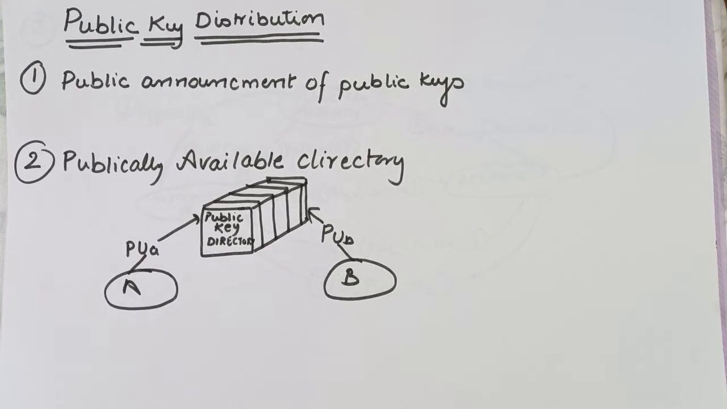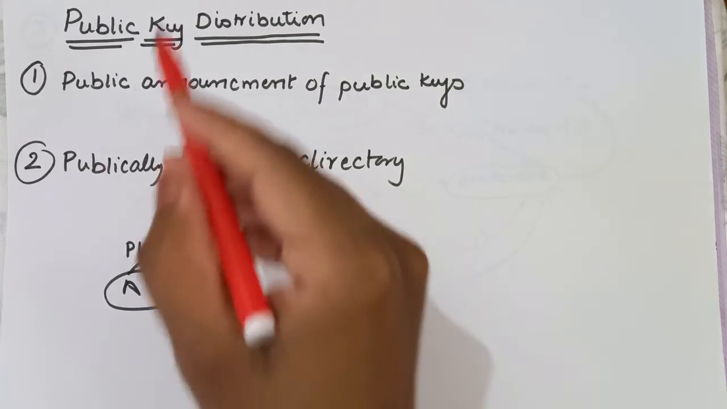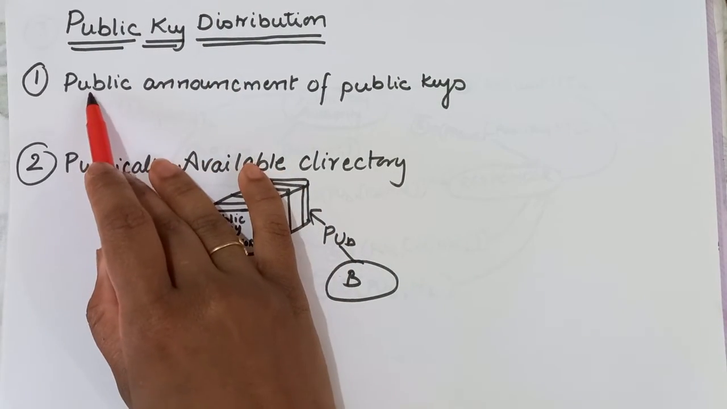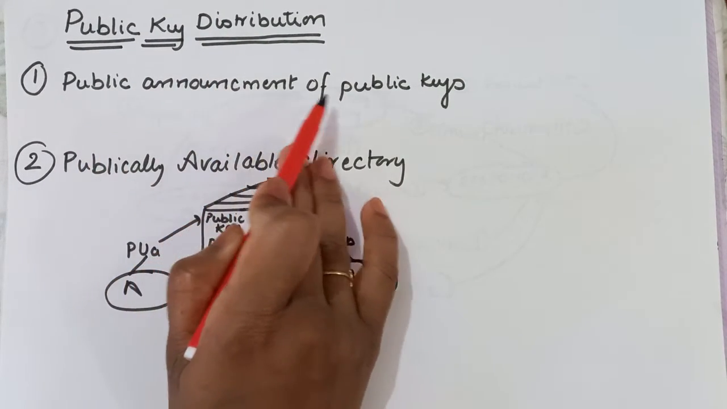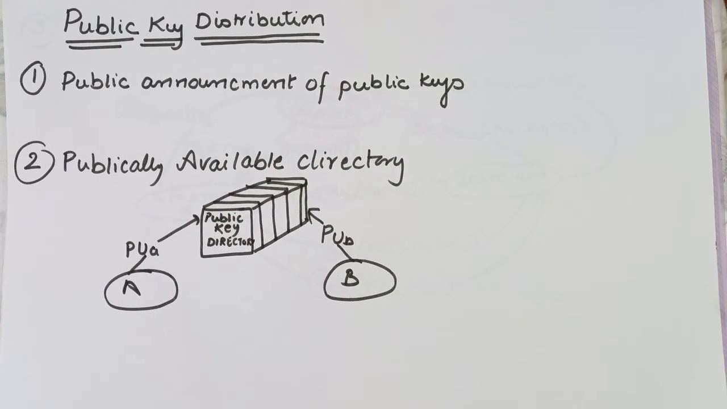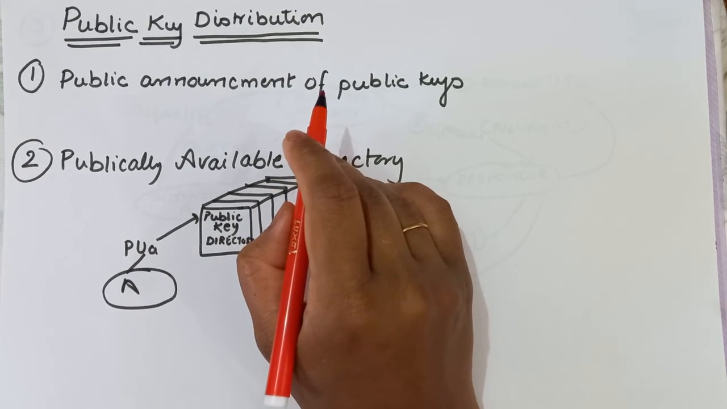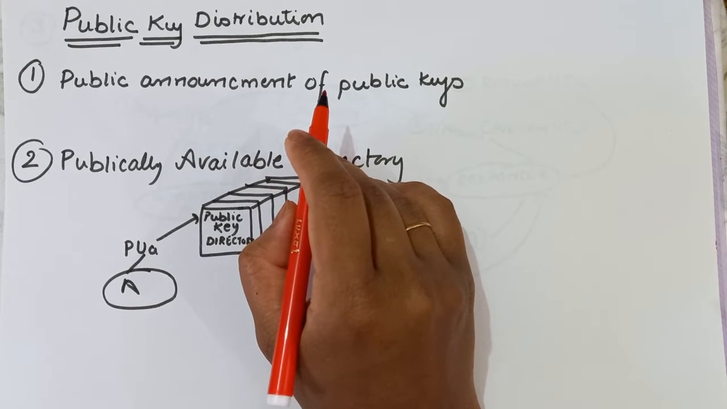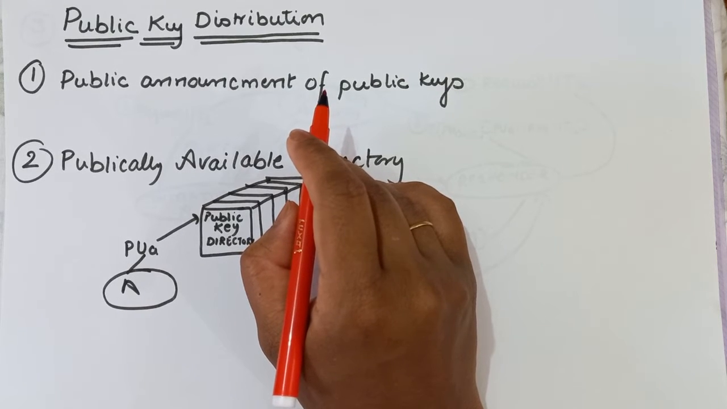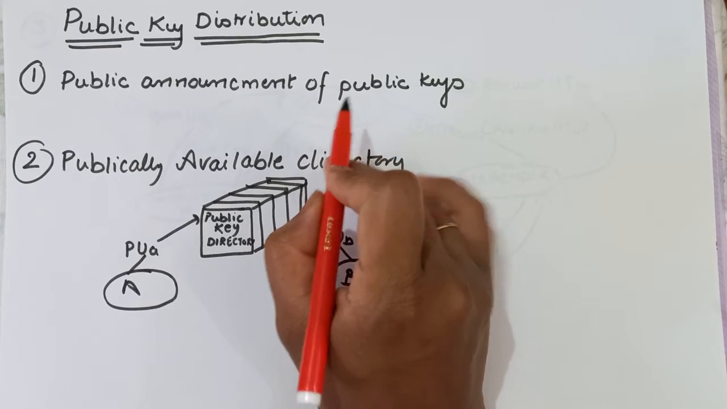Coming to the next topic, which is public key distribution. There are several techniques of distribution, and I'm going to discuss the first method, the public announcement of public keys. How is this done? The basic point of public key encryption is that the public key is public, right? That means any participant can announce or broadcast the public key to the community at large.